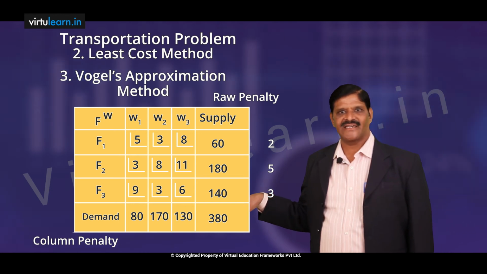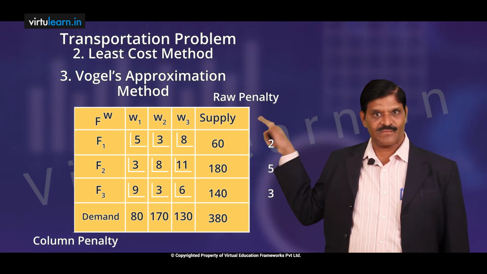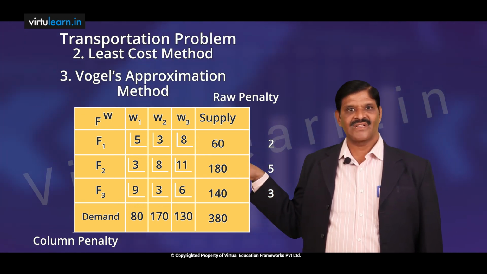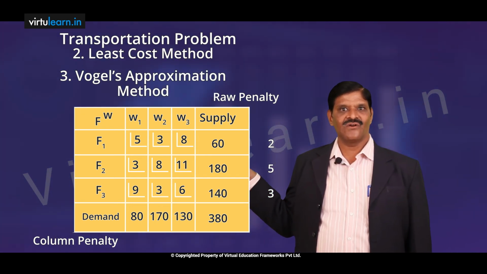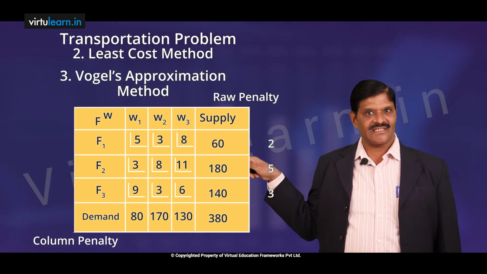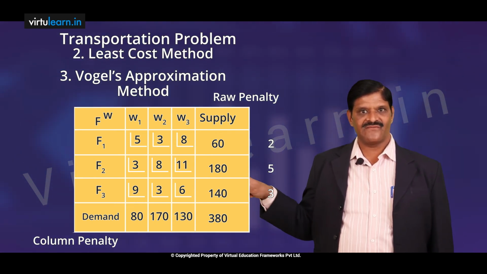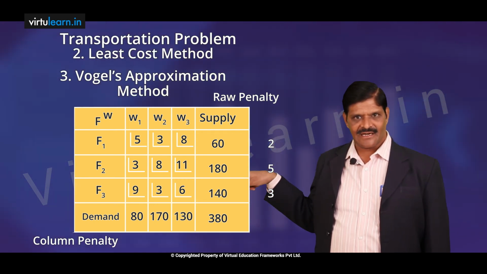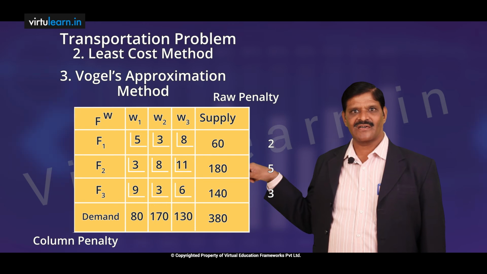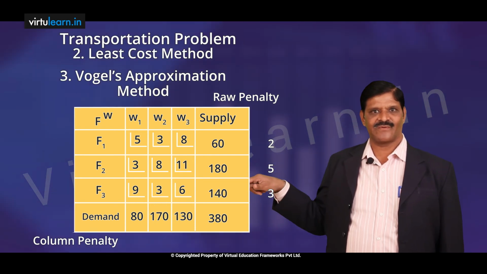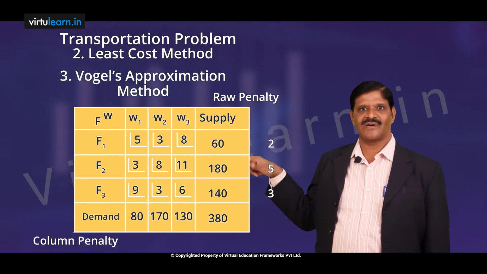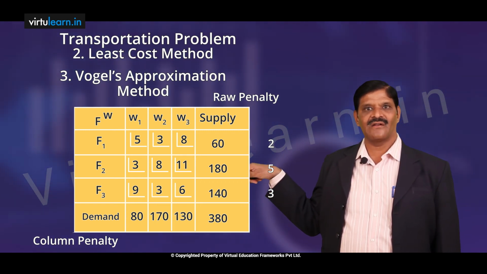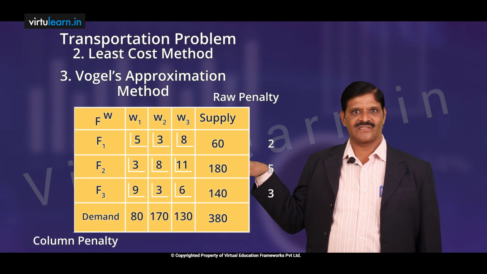Then among both the row penalties and column penalties, wherever the maximum penalty occurs, we choose that row or column. Whichever gives us the highest penalty, in that respective row or column, we make the allocation by looking at the lowest cost value in that.